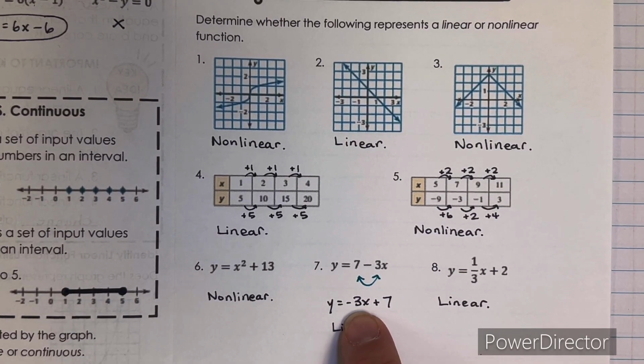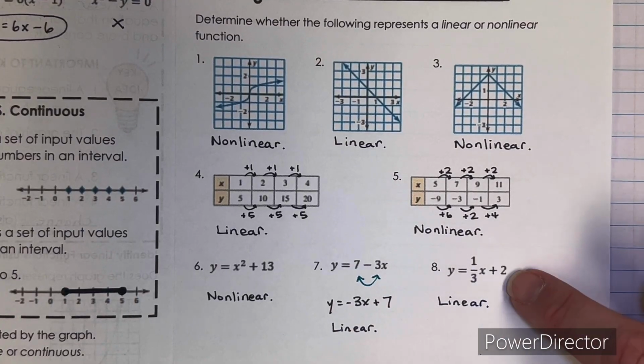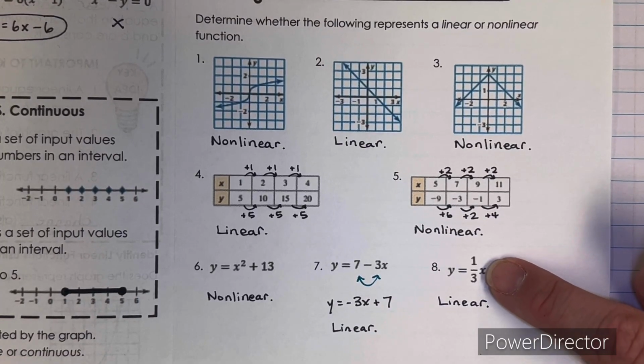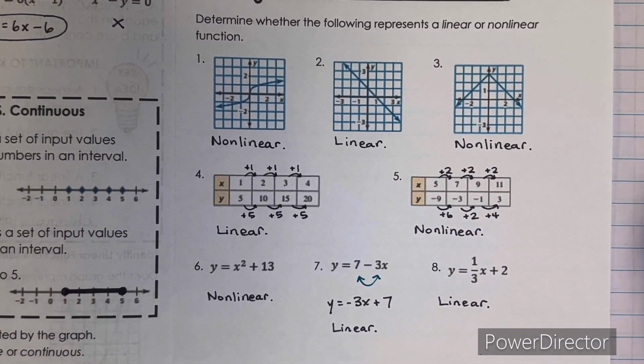So variables should always be listed first. And then last year I had a couple kids get confused because they weren't quite sure that there could be fractions. There can be. They're still numbers. And so this one's also going to be linear.